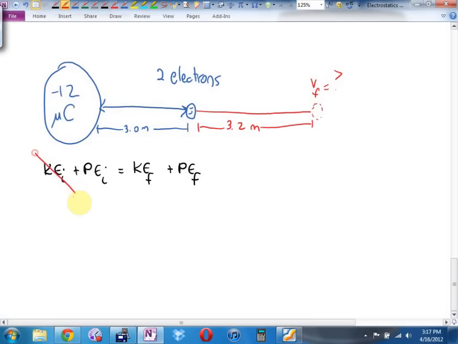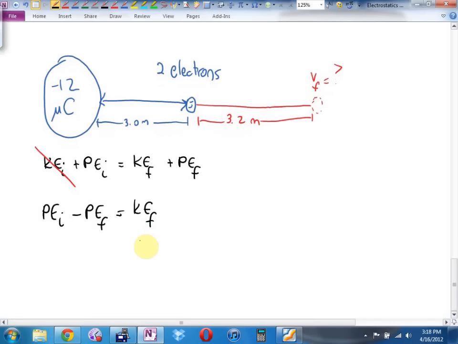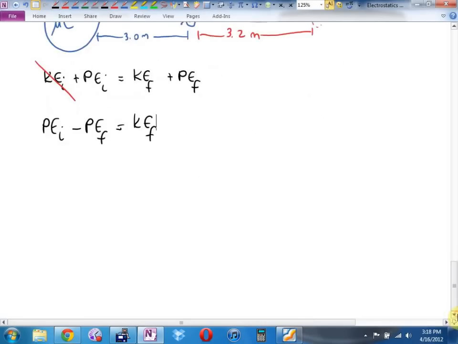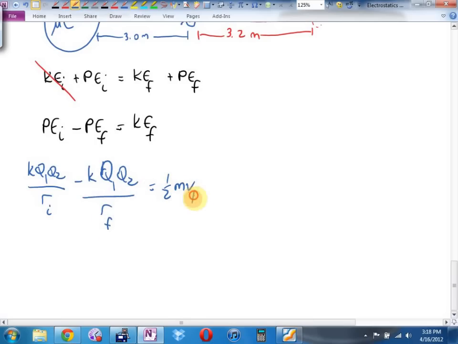I think we would assume you're starting at rest. And then I would get the kinetic by itself, because that's going to find V final for me. So potential energy initial minus potential energy final equals kinetic energy final. What's potential energy between 2 point charges, Itzel? K Q1 Q2 over R initial minus K Q1 Q2 over R final, and that's going to equal a half mv final squared.